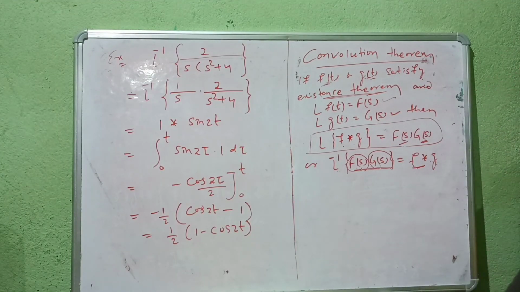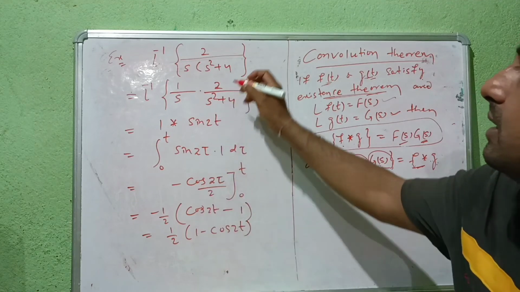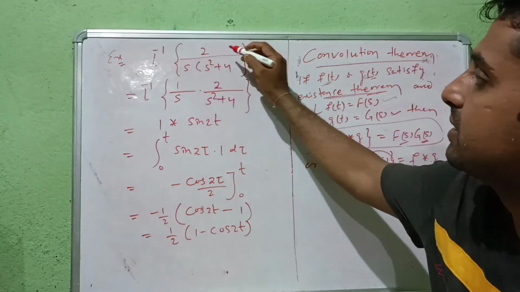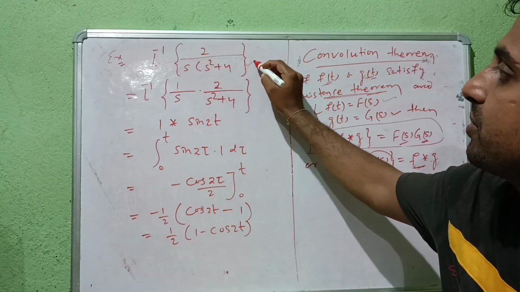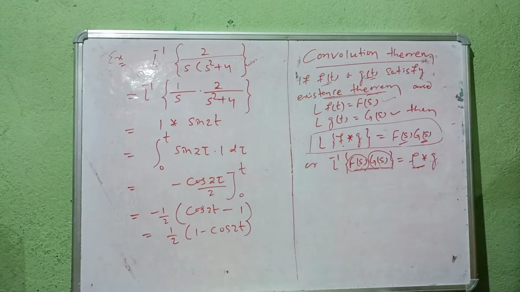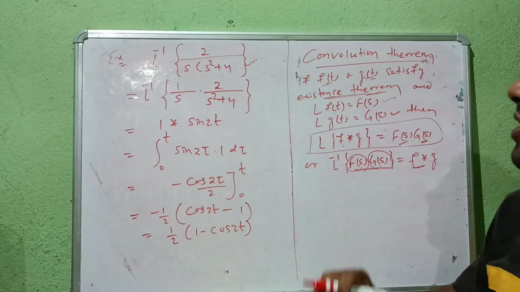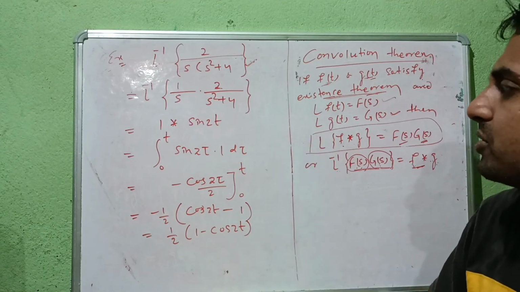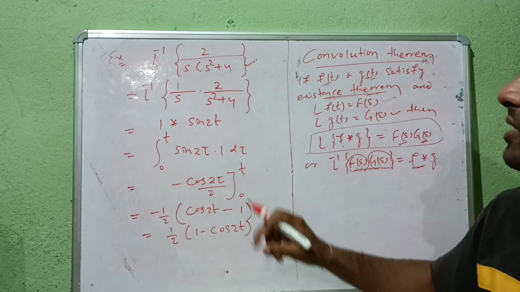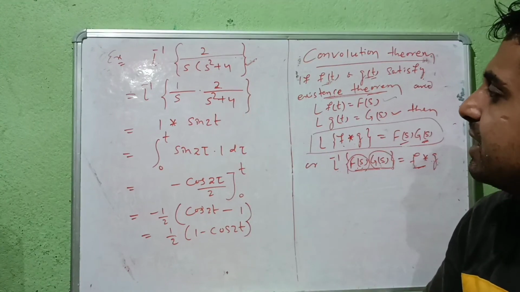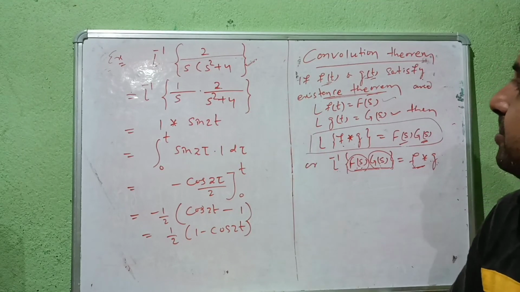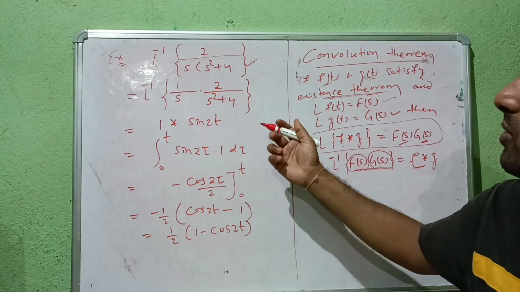In the next example, we have to find the Laplace inverse of 2 divided by s into (s square plus 4). Right. So how to find this? You can also solve it using partial fractions or other arrangements, but using the convolution theorem, it is easy.